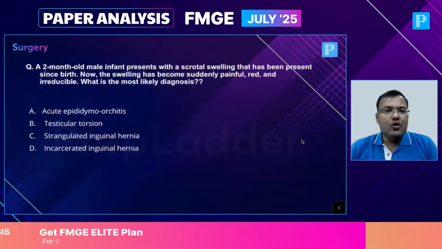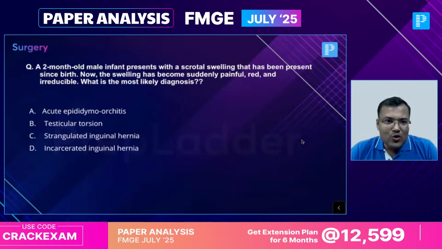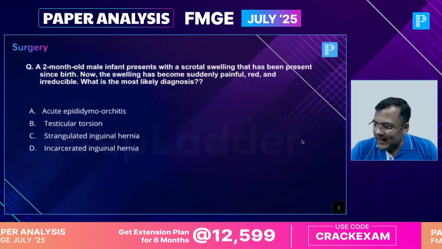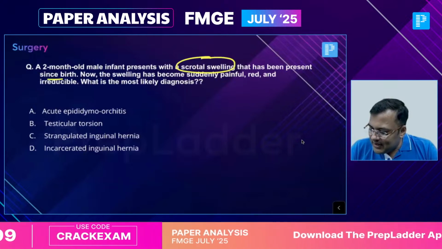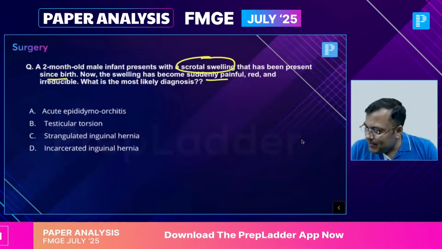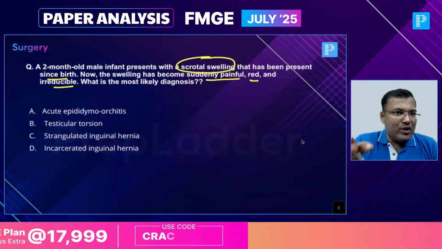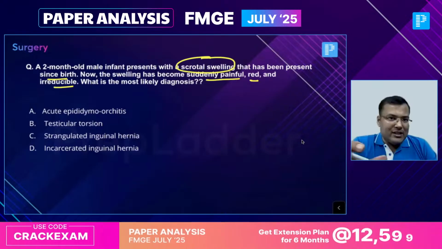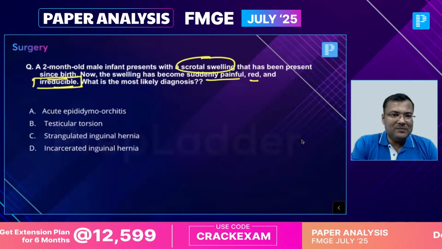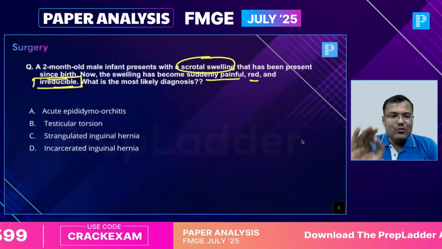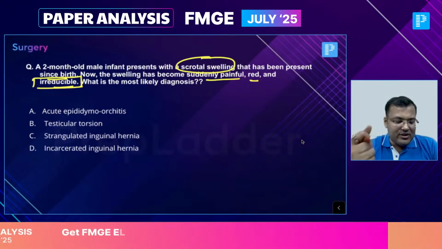Okay. Next, 2 months old male. This question is tricky. Let me see who is going to reply to this question correctly. A 2 months old male infant presents with scrotal swelling. There is scrotal swelling, which has been present since birth. Now the swelling has become suddenly painful, red and irreducible. Now what is the catch point here, guys? Irreducible. It means a swelling that was earlier reducible has now become irreducible. So what is the diagnosis? Easiest question, guys, what is the diagnosis? A swelling that was earlier reducible has now become irreducible. Yes?